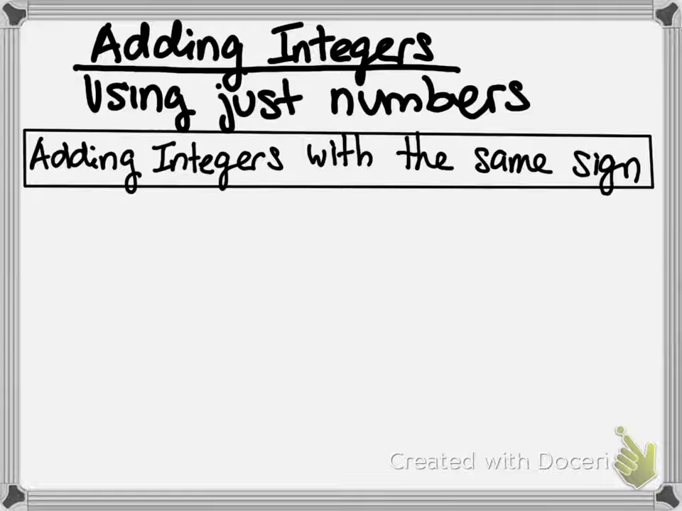Okay, the first situation that we're going to talk about is adding integers when the numbers have the same sign. There are two steps we want to take when we are adding integers with the same sign. The first step, we are going to add the absolute values.